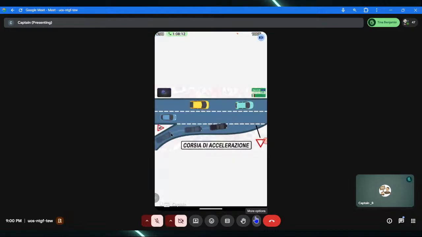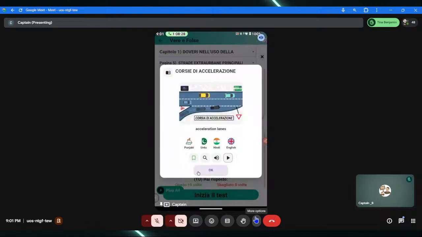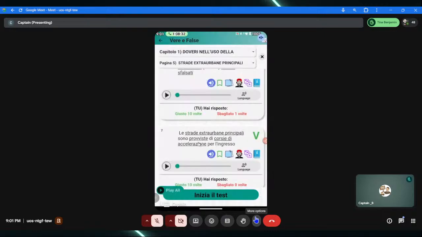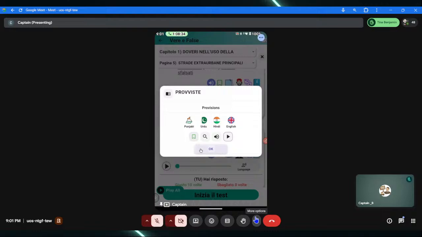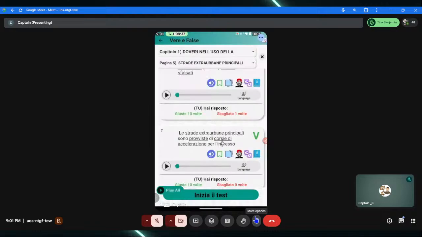All right. So this lane here is the acceleration lane, which you can use to enter the road, the main road. This is the main road. You can see this acceleration lane, and it is true. Extra urbana principale prevista, which also means provision. They are provided with a lane of acceleration for entry. Ingresso, for entry, and it is true, è vero.